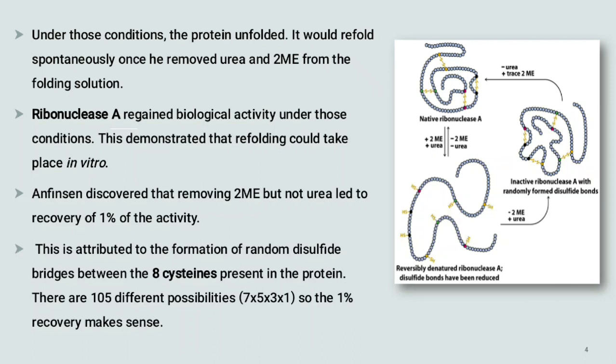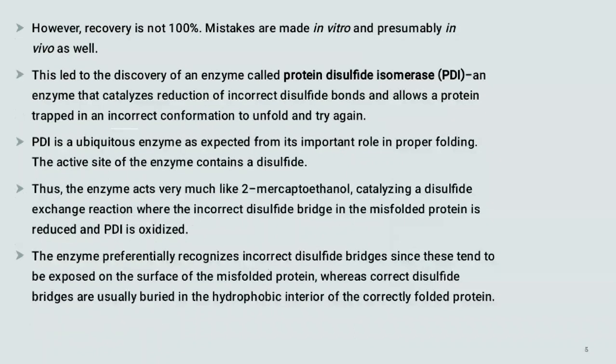This led to the formation of random disulfide bridges between the 8 cysteine residues in 105 different possible ways. But 100% recovery is not possible because some mistakes are also made, in in vitro conditions and also in in vivo conditions. So he discovered an enzyme called protein disulfide isomerase, that is PDI, which reduces the incorrect disulfide bridges which are present on the surface of the misfolded protein.